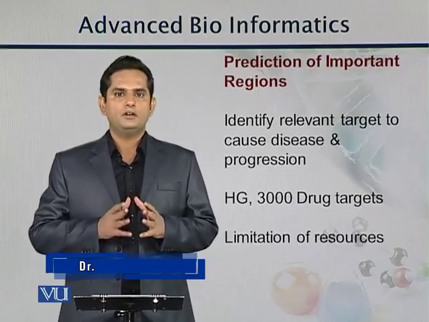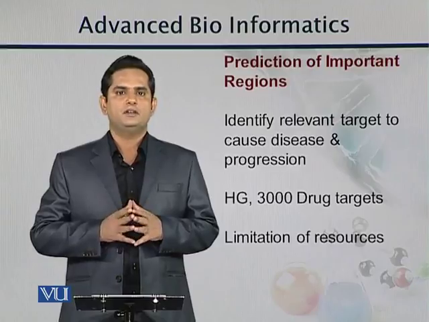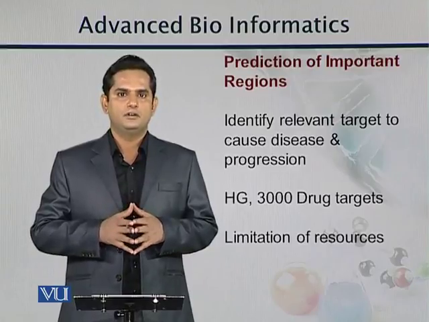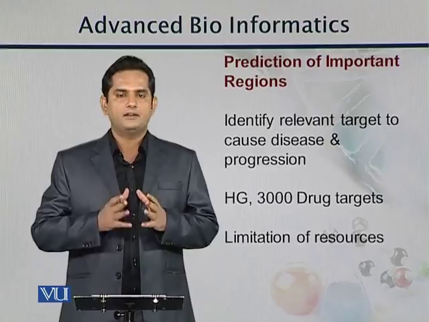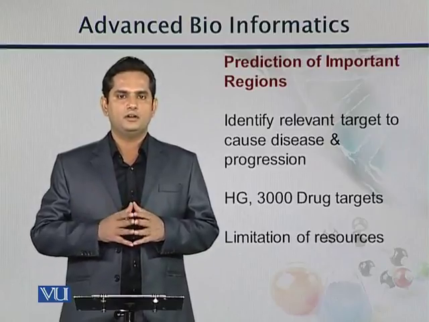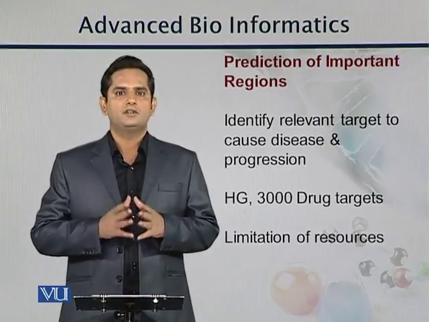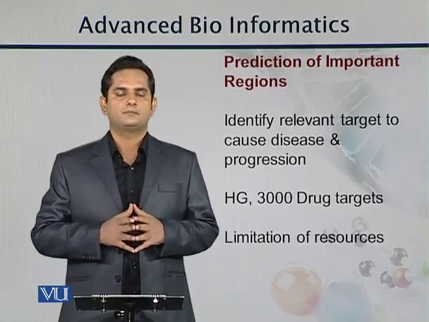On the other hand, the total number of genes discovered for humans is 30,000. So what we can see is that as compared to 30,000 genes in total, we have only 3,000 genes which can be used for making some drug.